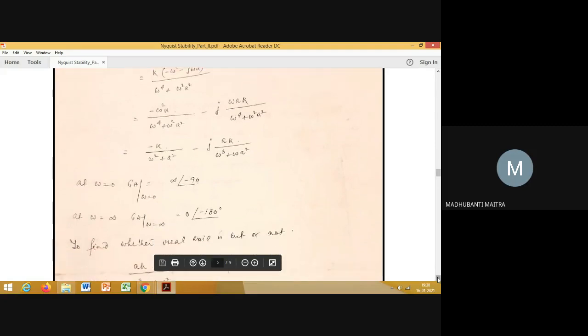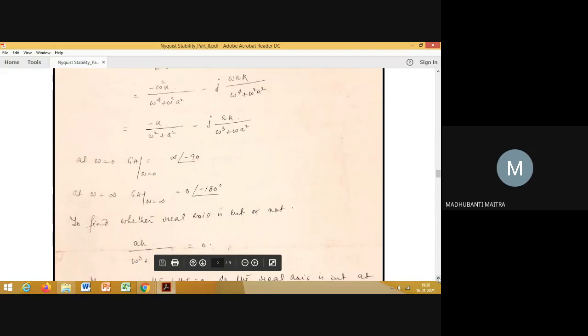Do you get my point? Yes, ma'am. So whether the path is actually intersecting the negative real axis or not, for that we equate this to 0 and try to find out for which frequency value that particular equation will be satisfied. At which particular frequency the path will intersect the negative real axis. From this expression, it's clear that this equation is satisfied only for a value of omega equal to infinity. Isn't it?